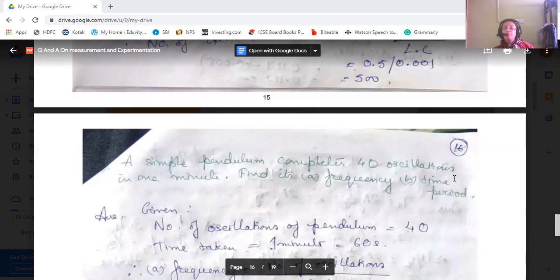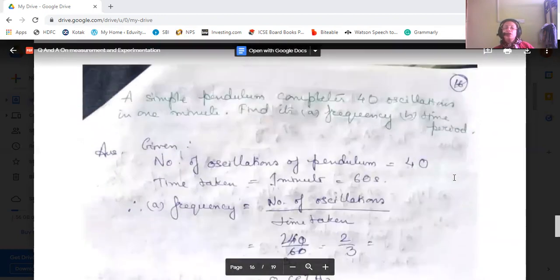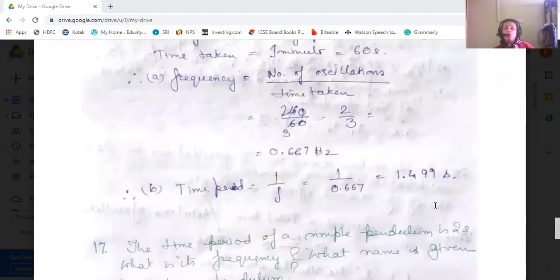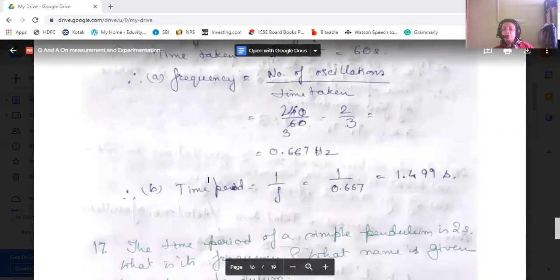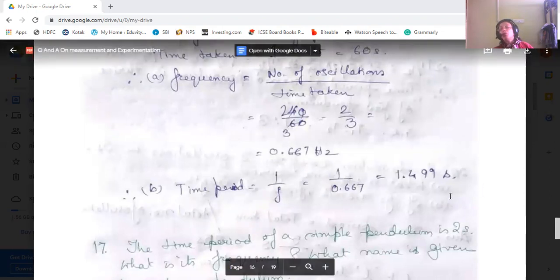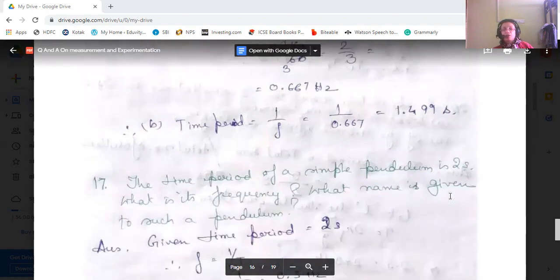Next is, a simple pendulum completes 40 oscillations in 1 minute. Find its frequency and time period. Given is the number of oscillations of the pendulum equal to 40 and time taken is 1 minute, that is 60 seconds. So frequency will be number of oscillations by time taken, 40 by 60, that is 2 by 3, which is equal to 0.667 hertz. Time period is 1 by frequency. So 1 by 0.667 is equal to 1.499 seconds.